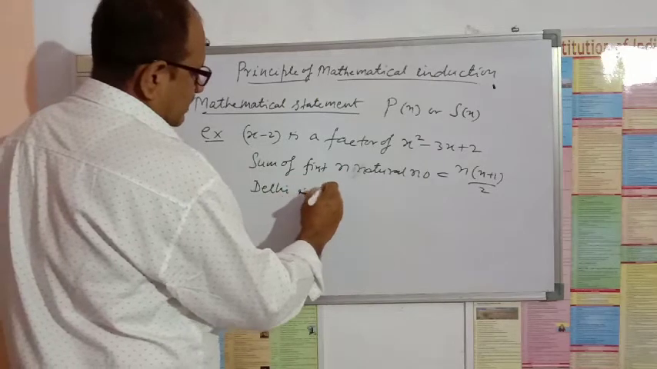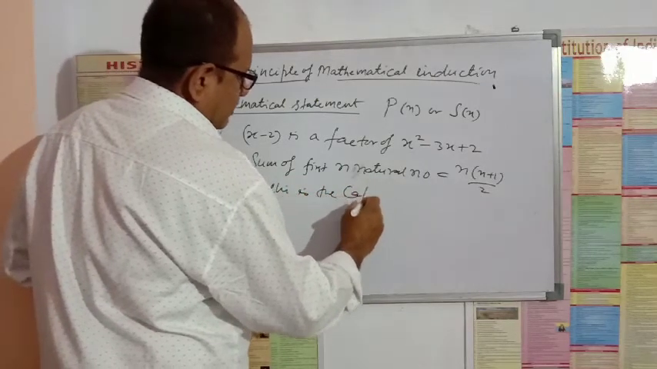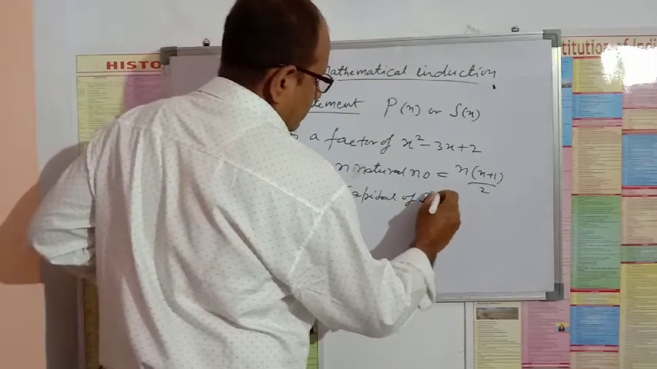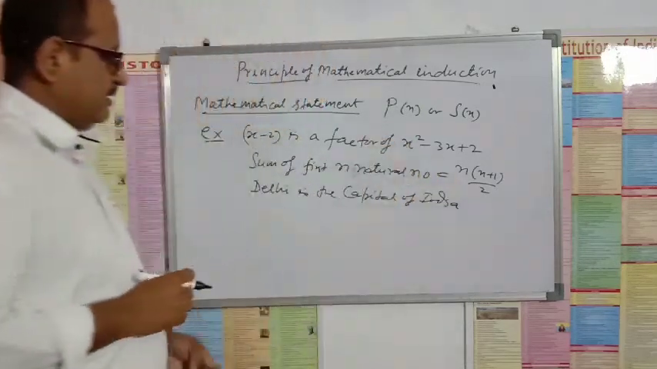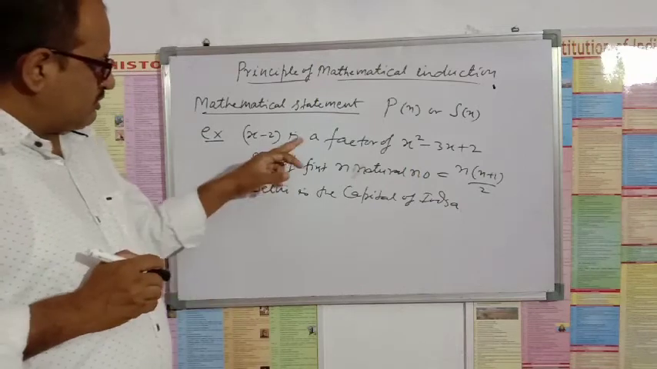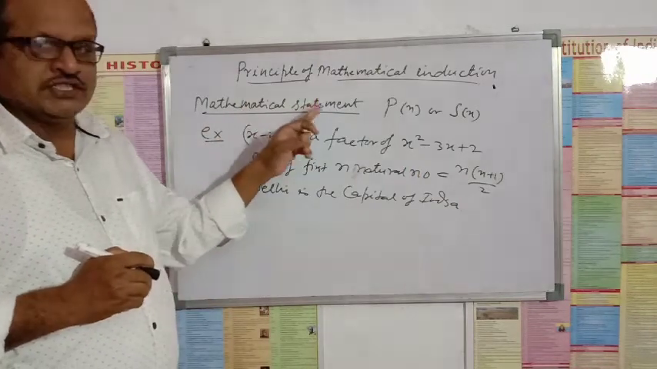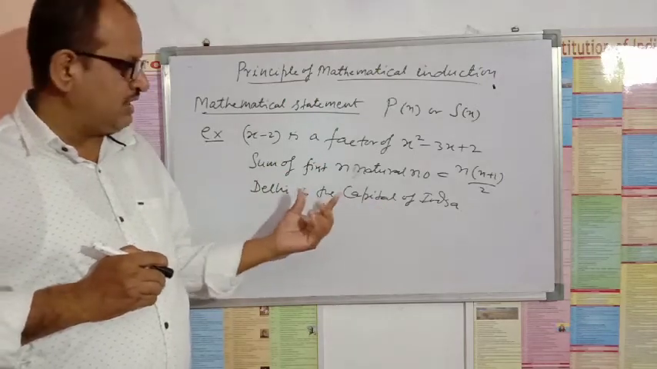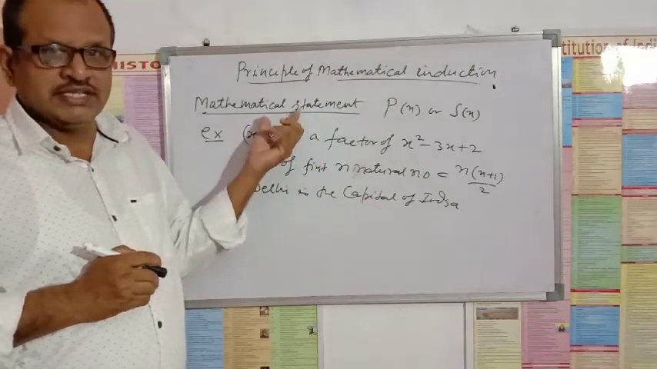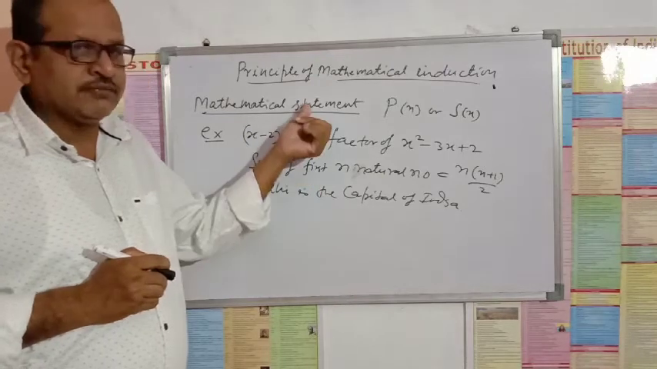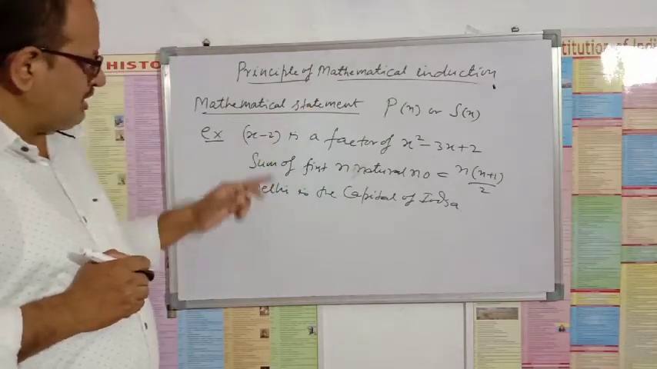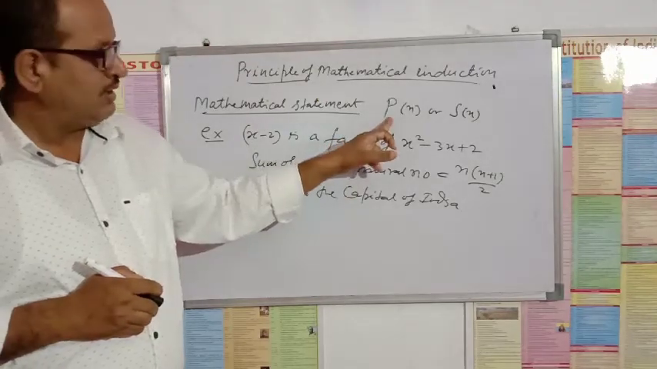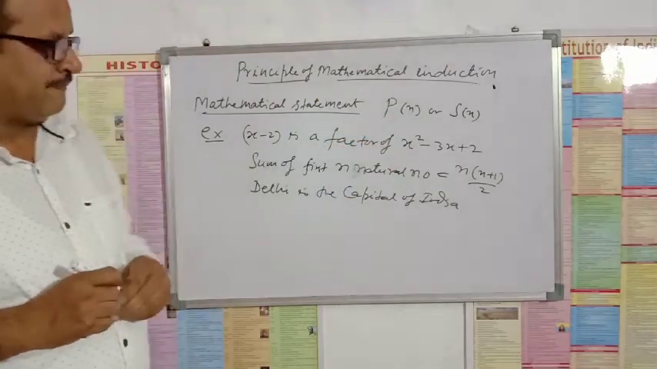Delhi is the capital of India. These two statements are mathematical statements. But the third one, Delhi is the capital of India, does not involve any mathematical relation, so it is only a statement, not a mathematical statement. But these two are mathematical statements, denoted by the symbol Pn or Sn.